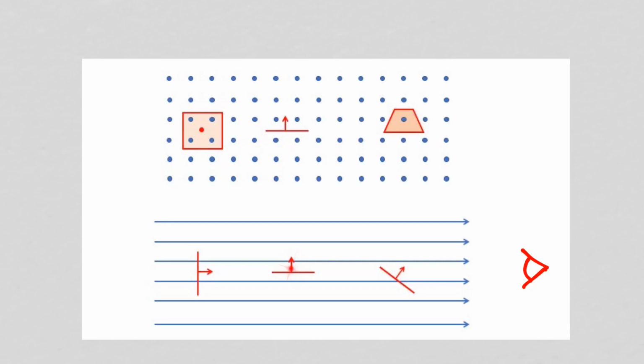So when the direction of the differential surface is perpendicular to the vector field, none of the vector field goes through the differential surface. When the differential surface direction is in the direction of the vector field, you have the maximum of the vector field going through the differential surface. From here to here, we rotated our differential surface 90 degrees.